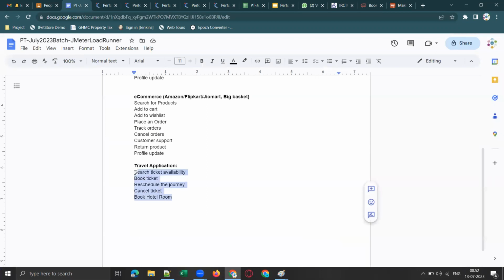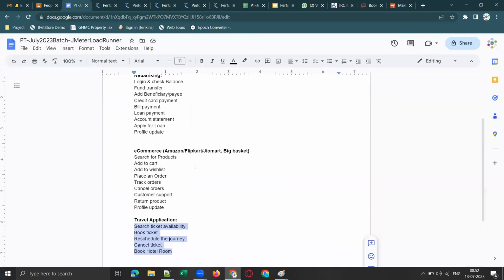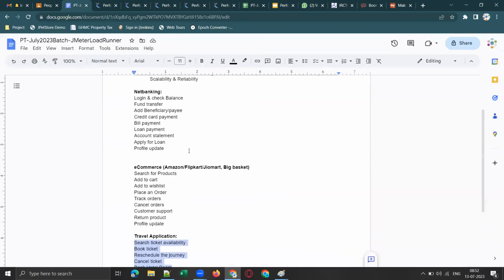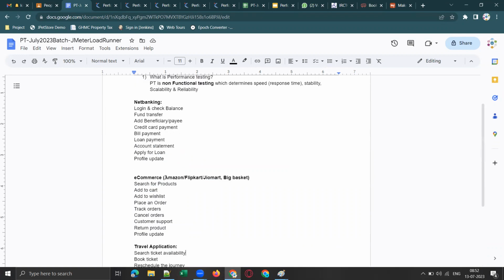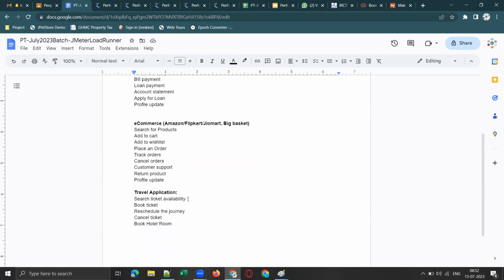So first we will identify what are the critical business flows for that application, whatever you are testing. And then we develop one script for each one of them. We will create one performance testing script for each business flow. That's what we are going to do in the next 1 month. So we'll first identify the critical business flows of any application, and then we will create performance testing scripts using the tool. That's what our focus will be mostly on.